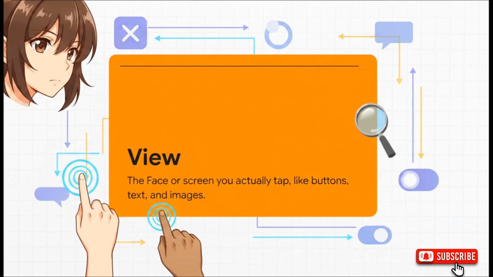Next, we have the view. If the model is the brain, the view is definitely the face of the app. It's the physical screen you're looking at, the buttons you're tapping, the text you're reading. And the view's only job? Well, it's just to look pretty and display information. It has absolutely zero business logic, meaning it doesn't have a clue how to actually save your grocery list. It only knows how to show it to you.